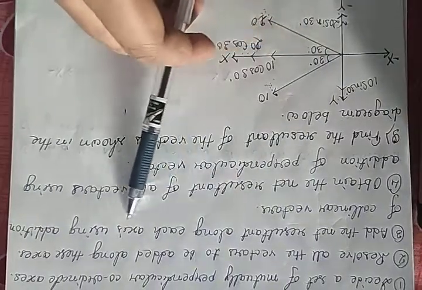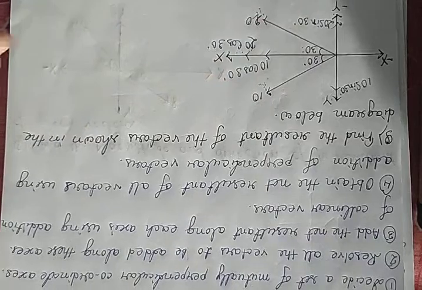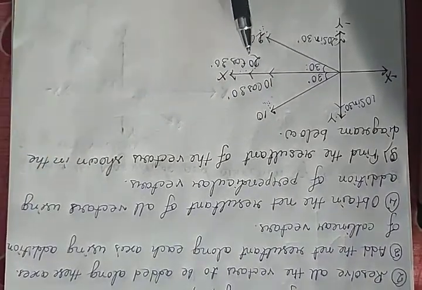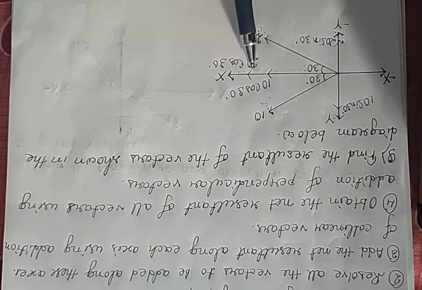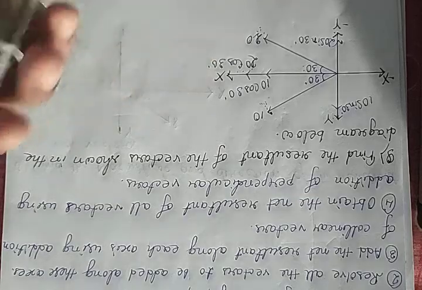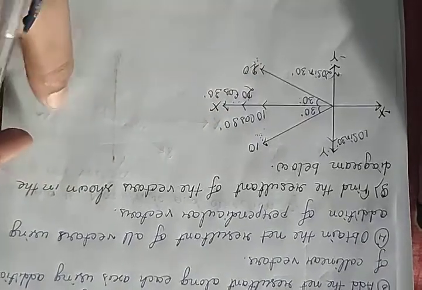The third point is to add the net resultant along each axis using addition of collinear vectors. So now you have to add these vectors using the addition of collinear vectors. Collinear vectors means the vectors are in the same line and their magnitudes directly add up. If the vectors are collinear, then you can directly add them.